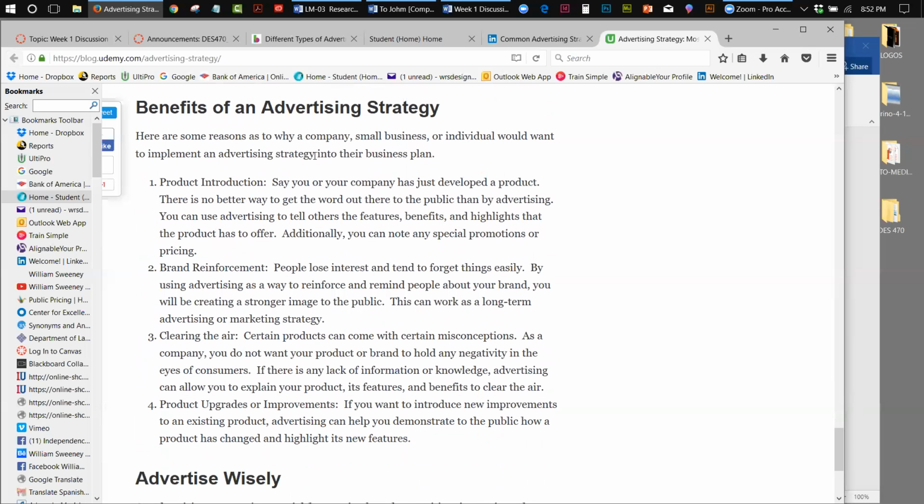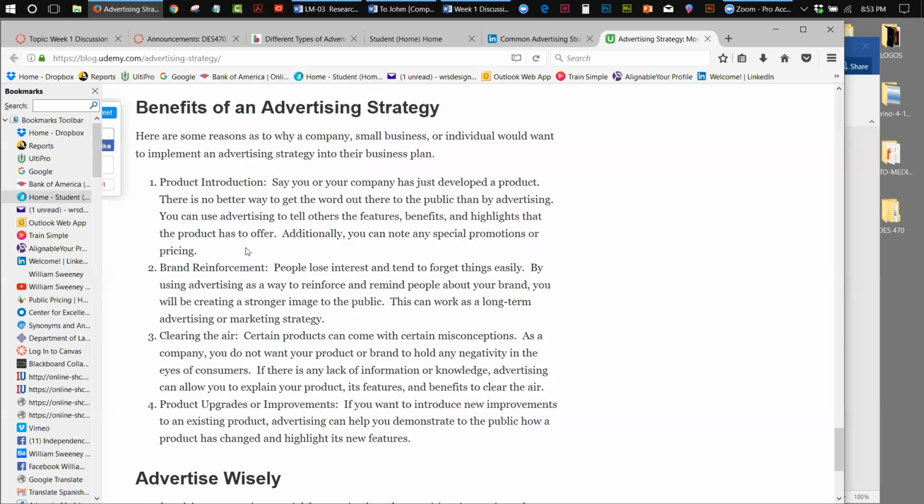All right, so here are some of the reasons as to why a company, small business, or individual would want to implement an advertising strategy in their own business plan. Product introductions. Say you and your company have just developed a product. There's no better way to get the word out to the public than by advertising. You can use advertising to tell features and benefits the product has to offer. Additionally, you can note any special promotions and pricings.